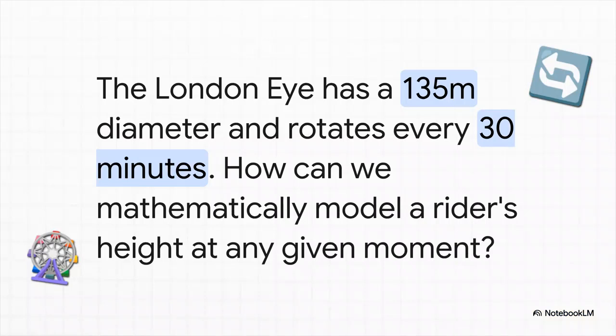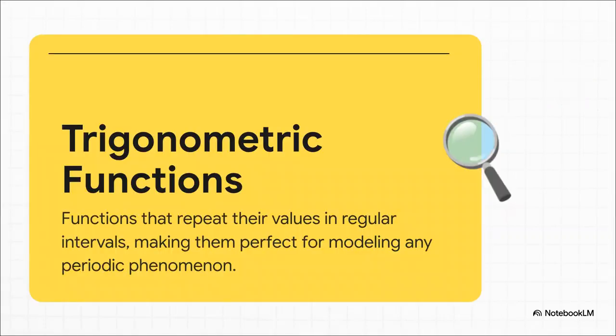Let's use a classic example, the London Eye. Think about a rider on it. Their height doesn't just grow forever, right? It goes up, then it comes down, then it goes back up again in this perfectly predictable repeating pattern. It's a cycle. It has a rhythm. And the tool for that rhythm?